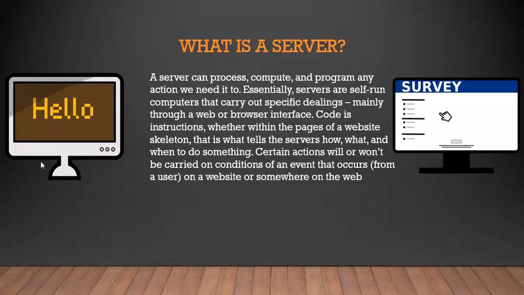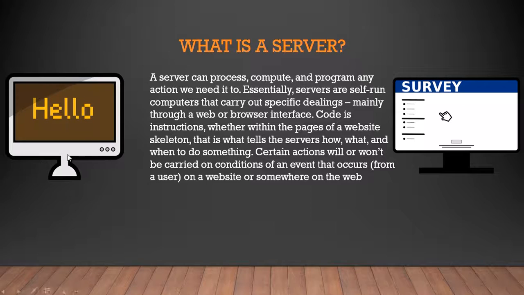Code is instructions, whether within the page of a website skeleton, that tell the servers how, what, and when to do something. Certain actions will or won't be carried out depending on conditions, such as an event that occurs on a website or somewhere on the web.